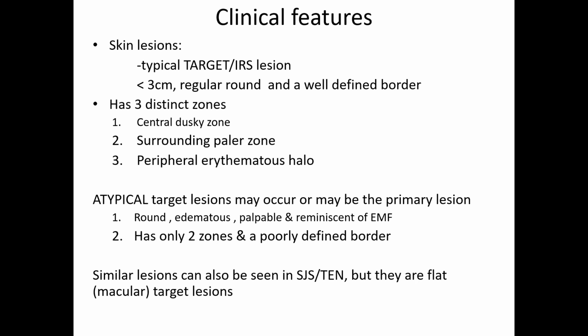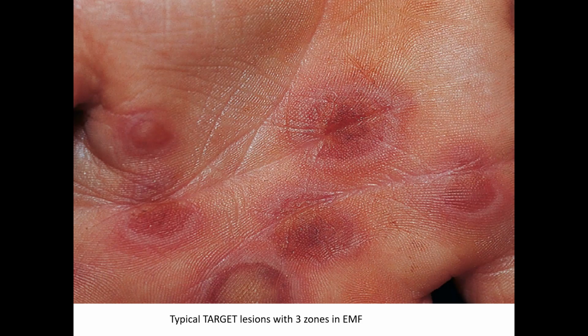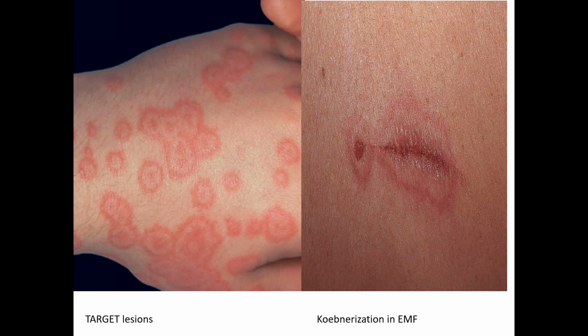And sometimes when you have atypical lesions, these 3 layers may not be present, and only 2 zones are visible. So these are the atypical target lesions. Similar lesions can be seen in Stevens-Johnson. So here is what I was talking about. Here you can see the clear 3 layers of target lesions.